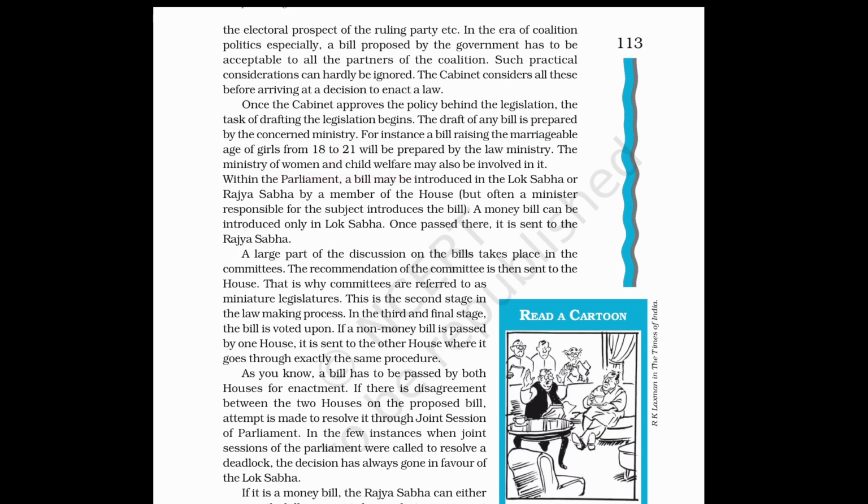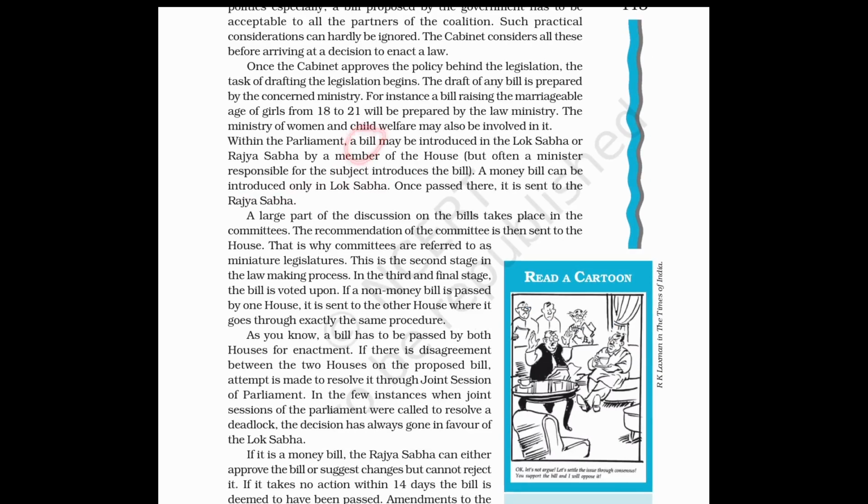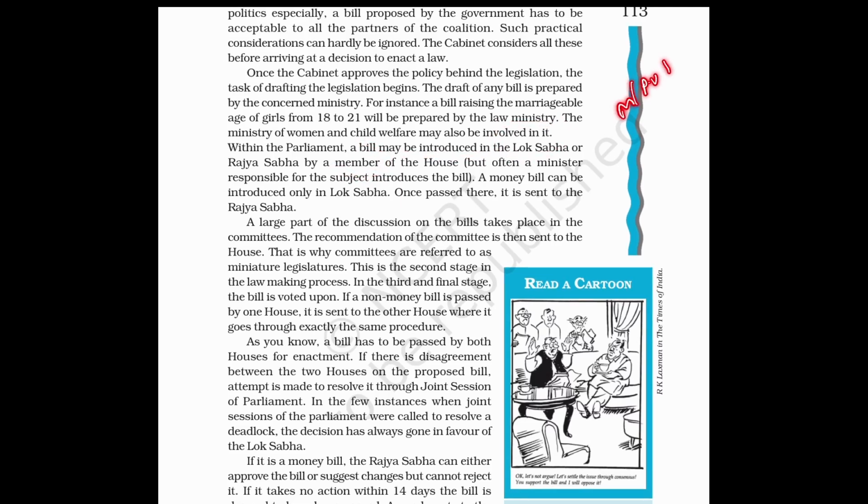Similarly, within the parliament, if you introduce a bill, can it be introduced only in Lok Sabha or Rajya Sabha, or both? It can be introduced in both. It can also be introduced by any member of the house, either a minister or a private member. But often it is done by a minister because private member के bill की उतनी significance होती नहीं है. But technically it can be done.